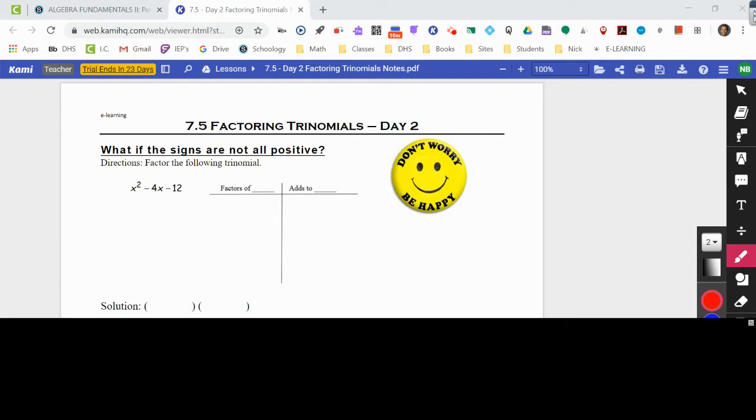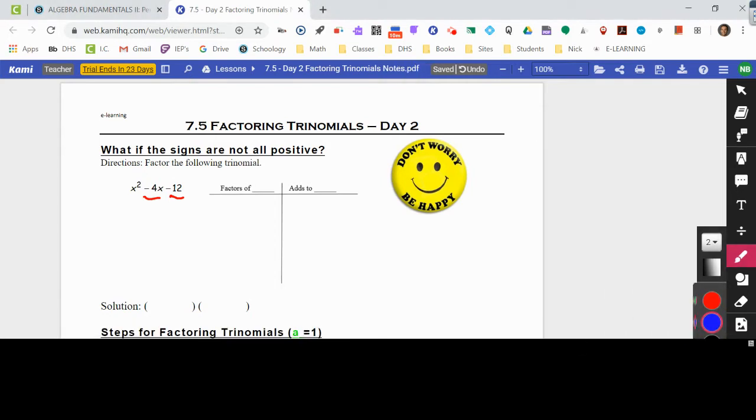All right, so we have x squared minus 4x minus 12. Well, guess what? We're going to start the same way, right? We're going to find the factors of my last term, factors of negative 12 this time that add up to a negative 4. Want to use the blue there. So now we're finding factors of our last term, negative 12, that add up to a negative 4.